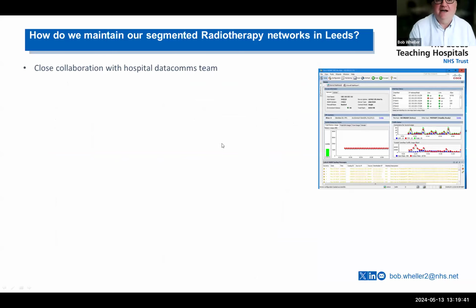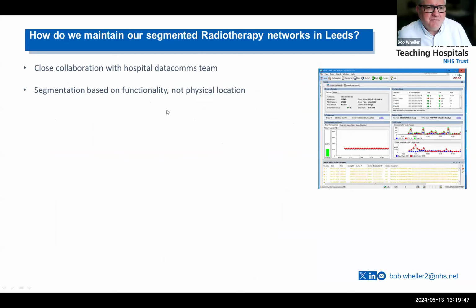So how do we maintain our firewalls at Leeds? First thing, as mentioned already, you've got to work really closely with the Datacoms team. We segment on functionality, not physical location. So we use VLANs, the virtual networks, and we focus on what this segment is doing. With the granularity of radiotherapy, we've got a segment that says we are doing treatment planning for radiotherapy. That is the segment. And another segment is radiotherapy treatment.